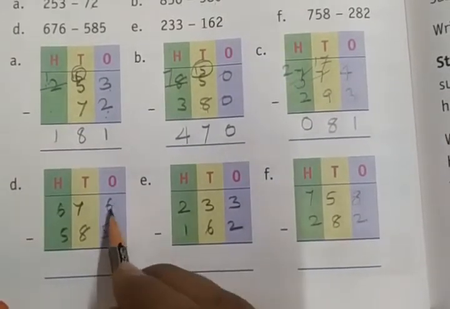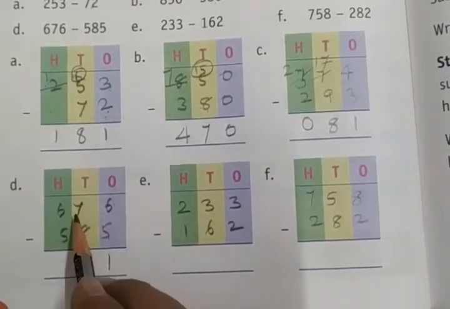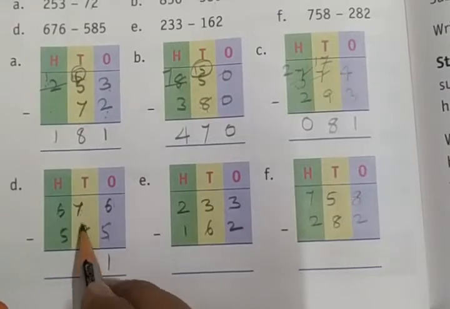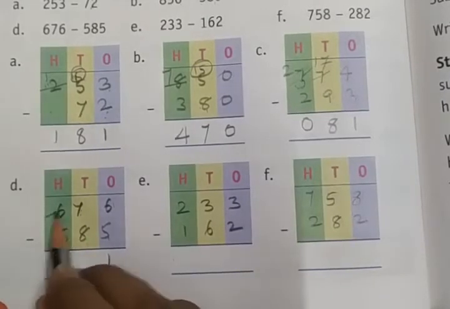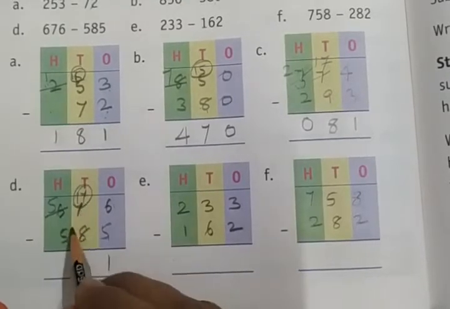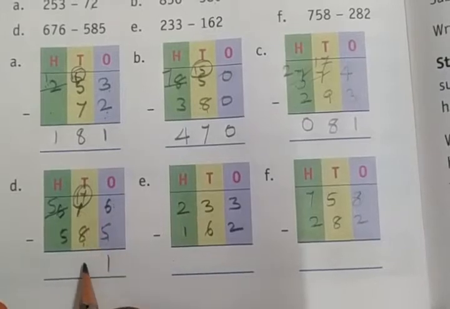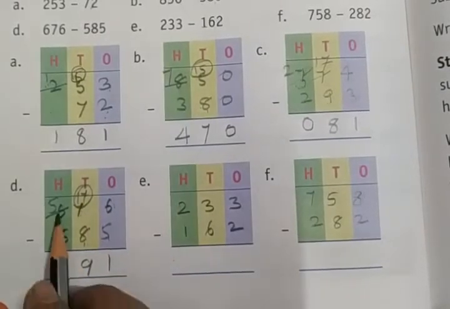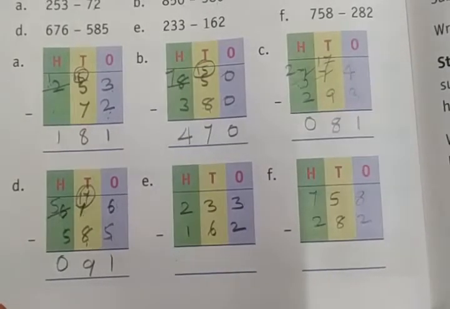So here 6 minus 5 is 1. 7 minus 8 is not possible. You have to borrow. It will become 5. Here 10 plus 7 is 17. So 17 minus 8 is 9. 5 minus 5 is 0. Means 676 minus 585 is equal to 91.